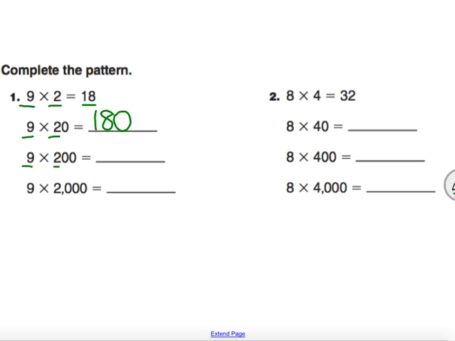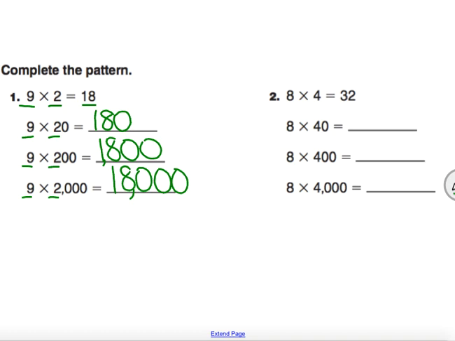9 times 2, again, is 18, but now I see 2 zeros. That makes 1,800. 9 times 2, again, is 18, but this time I see there's 3 zeros, so 1, 2, 3 zeros makes it 18,000.